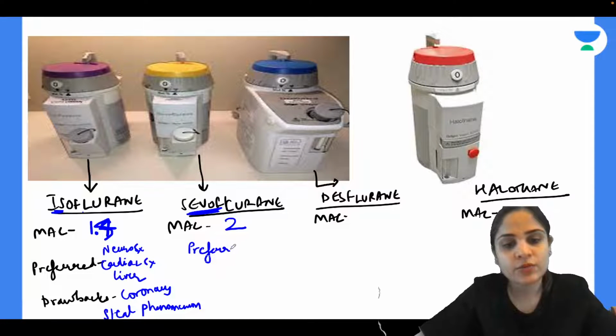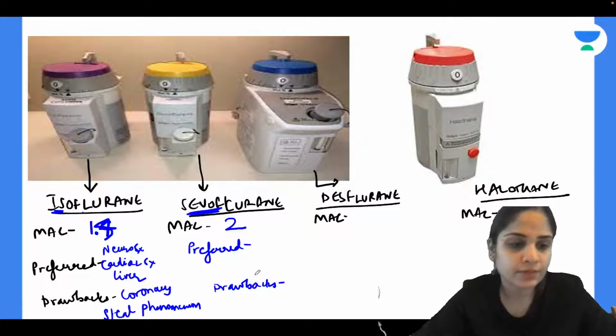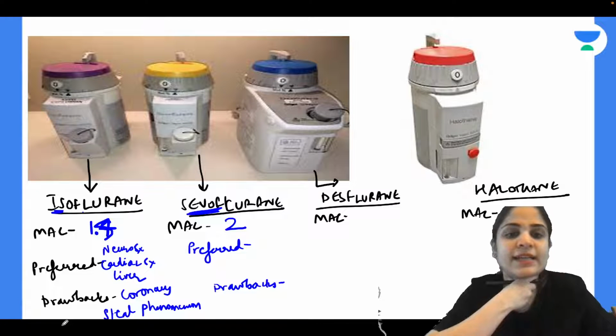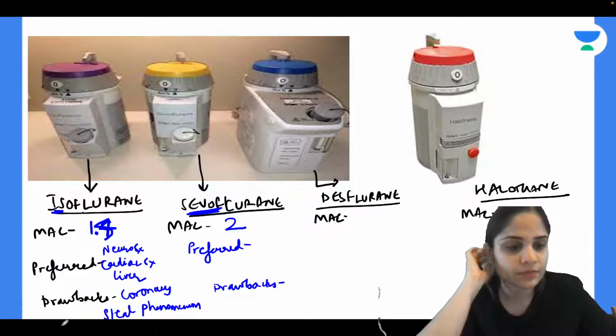Now when is sevoflurane preferred and what are the drawbacks of sevoflurane? When do you prefer sevoflurane? What are the drawbacks of sevoflurane? Anyone? See, in this one entire slide, you will be able to revise your entire inhalational agents.